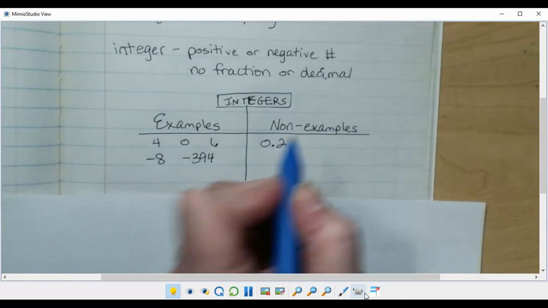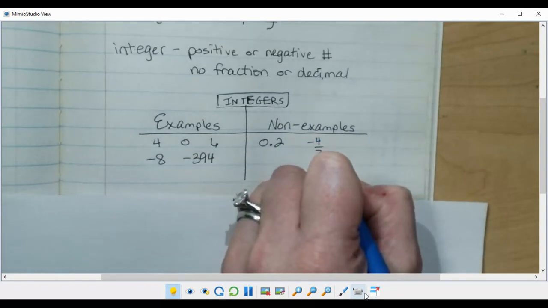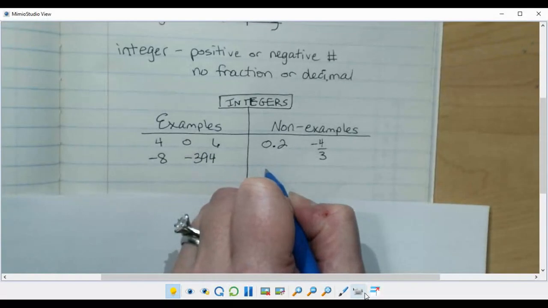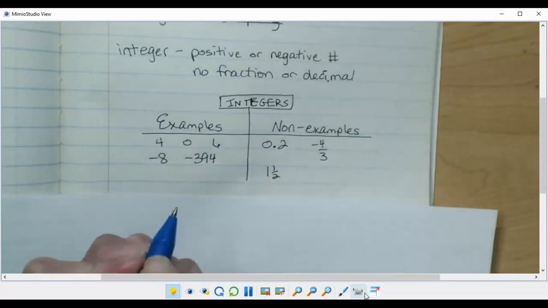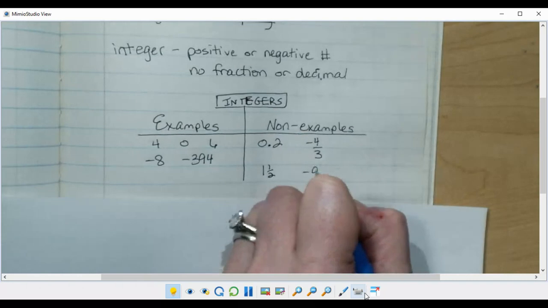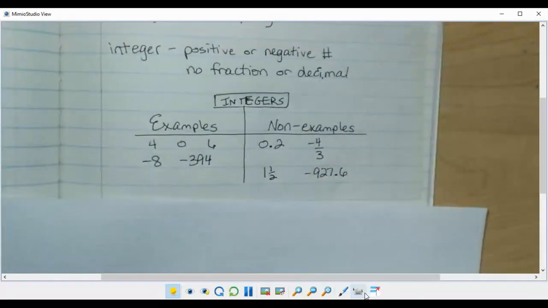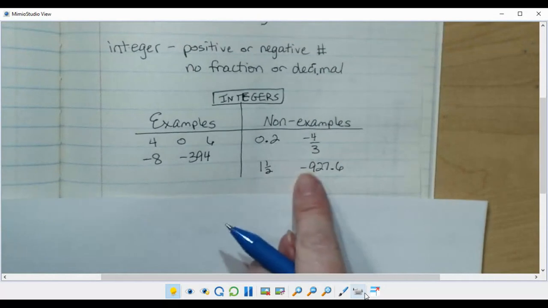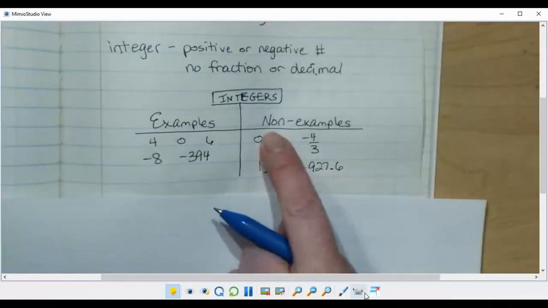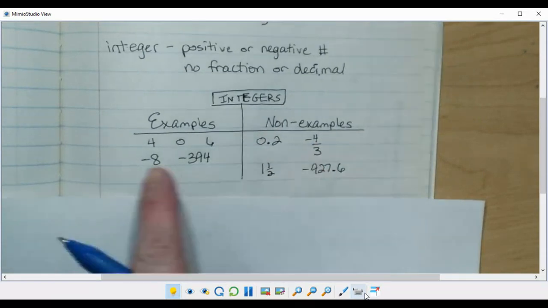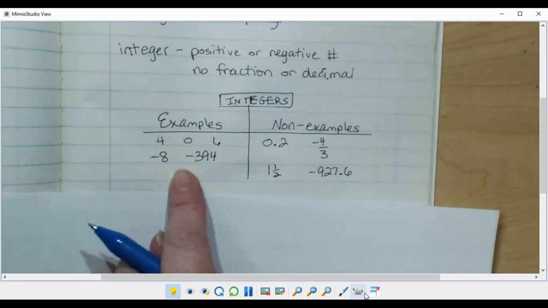Some things that are not examples, something like 0.2, -4/3, 1 1/2, -927.6. These are non-examples because they are fractions and decimals. Some are positive, some are negative, but because they're fractions and decimals, we will not consider them to be integers. These are positives and negatives, but no fractions and decimals.